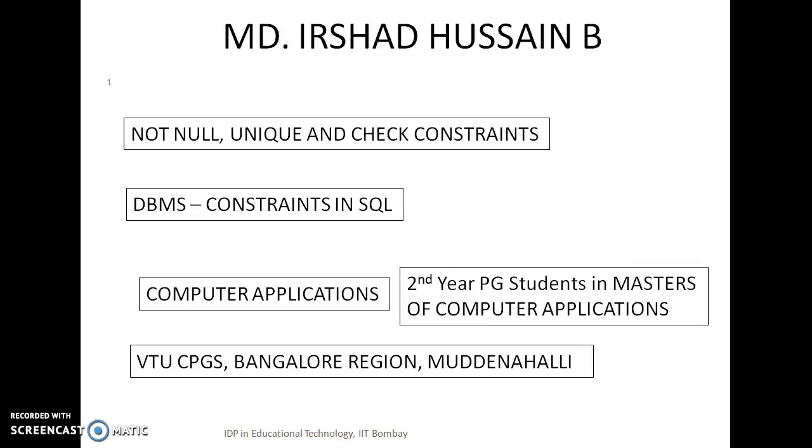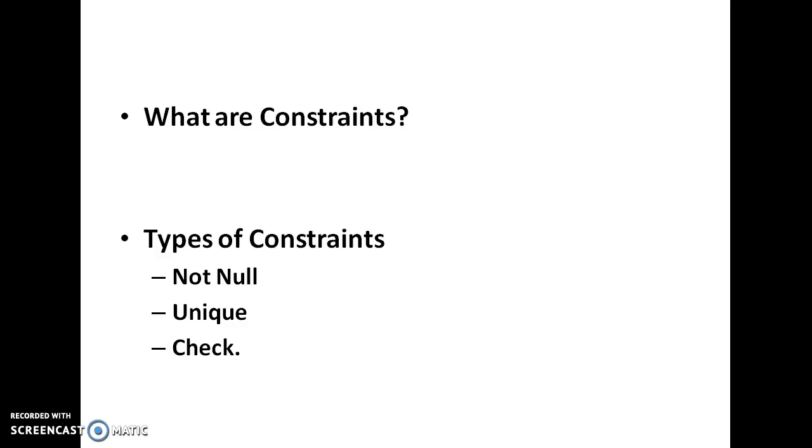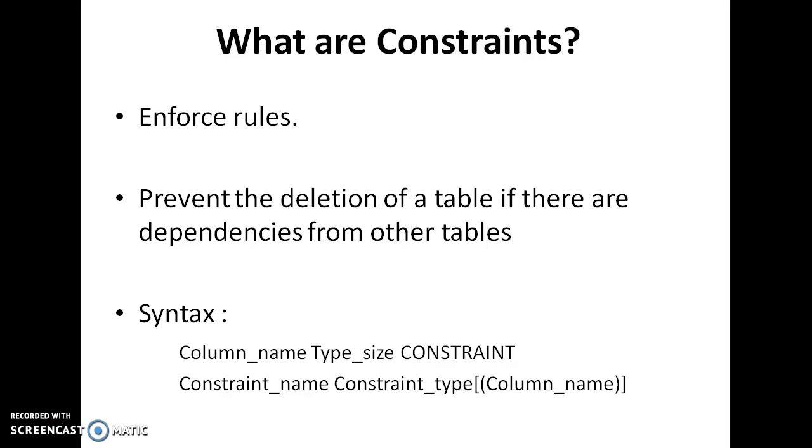So today we'll be discussing some of the SQL constraints like not null, unique, and check constraints. The things that we'll be discussing here are what constraints are, and some of the types of constraints. Then the question arises: what are constraints? Constraints are nothing but the entities that enforce certain rules on data. They prevent the deletion of a table if there are dependencies from other tables.